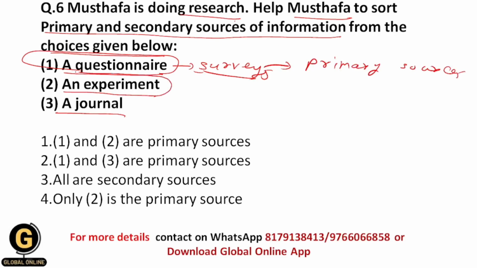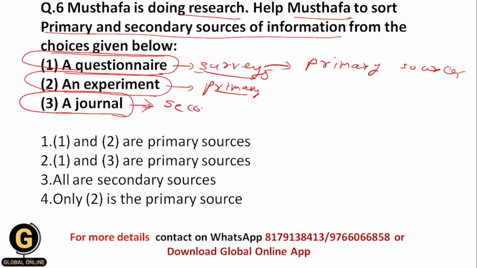Second is experiment. An experiment is also done by the researcher himself, in person, in the laboratory, and it depends on the current situation. So whatever we are doing is primary, so it is also a primary source. Third is journal. A journal is written by many authors or researchers, based on previous work, others' work, and their own work. So it includes information used by the primary sources, and that means it is a secondary source.